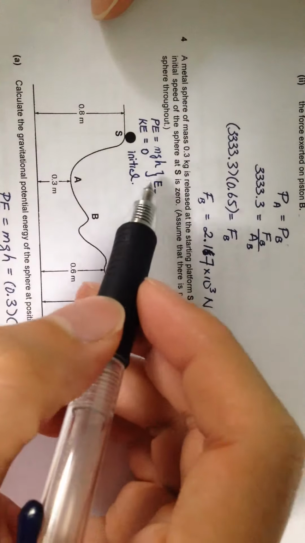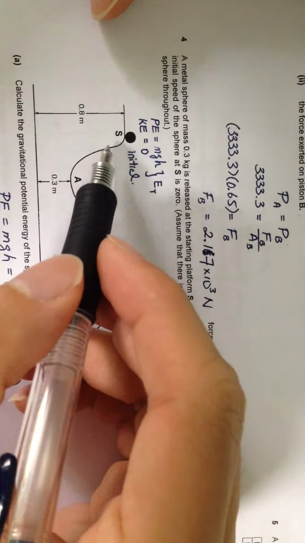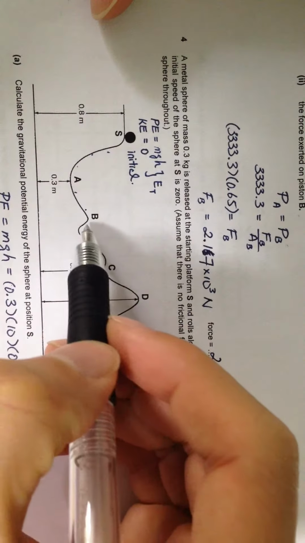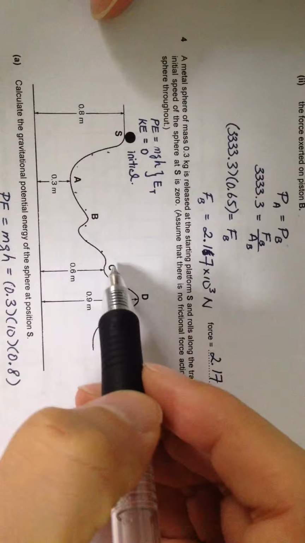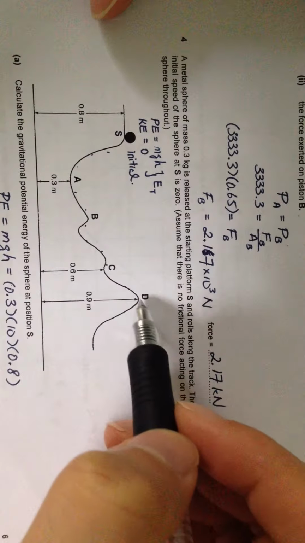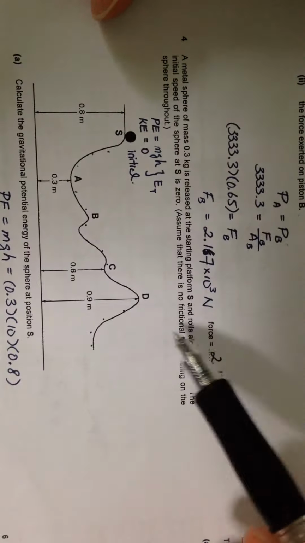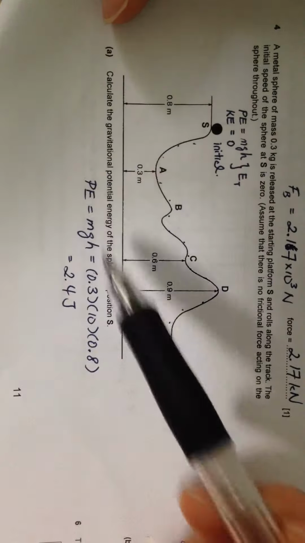And this initial total energy will be the same at every point along this path, unless there is some energy loss. This is what I mean by energy conservation: the total energy is the same throughout the whole path unless you have energy loss, which could be due to friction and all that. But in this case, the question already says there's no frictional force. Okay, let's go into the question.